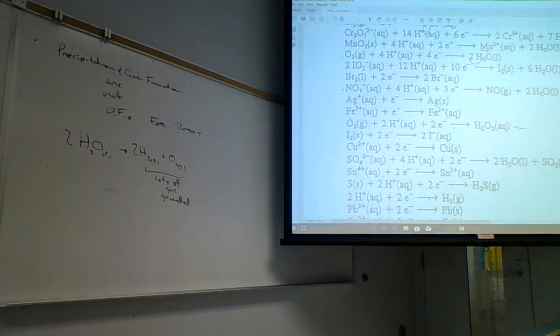Copper 2 chloride is, states here. And so we compare A versus B. A is copper, which is less active. B is hydrogen, which is more active.